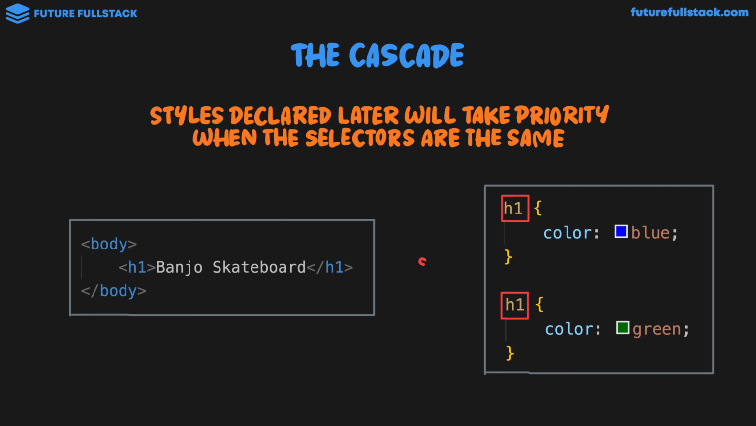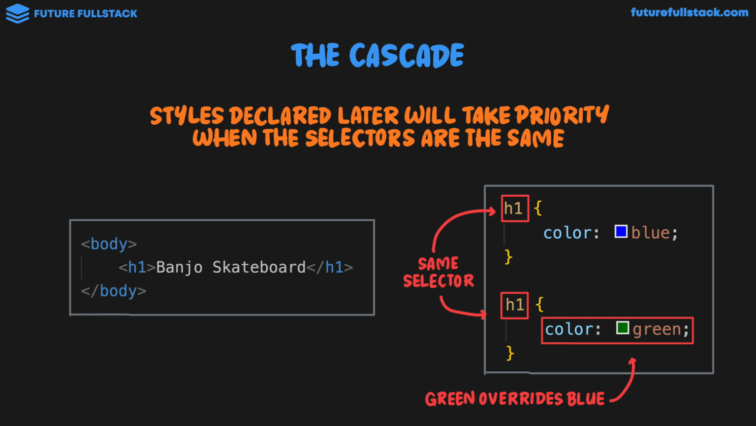So in this example, we're using the same selector, the H1 type selector. And we know because of the cascading nature of CSS, styles declared later will take priority. So in this case, green overrides blue. So the H1 will no longer be styled blue, it will be styled green.